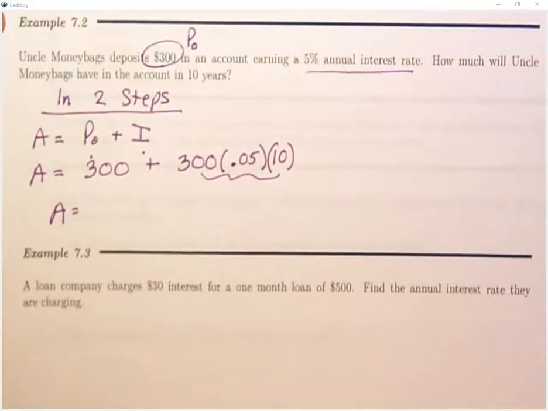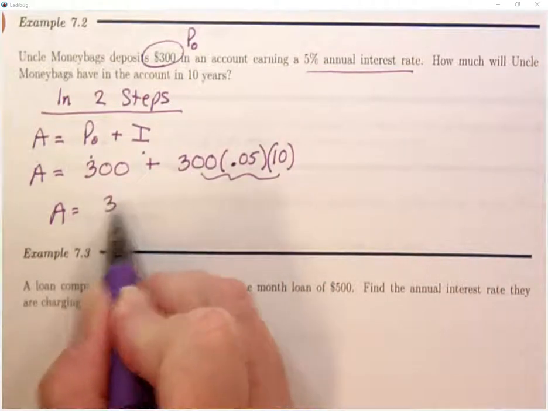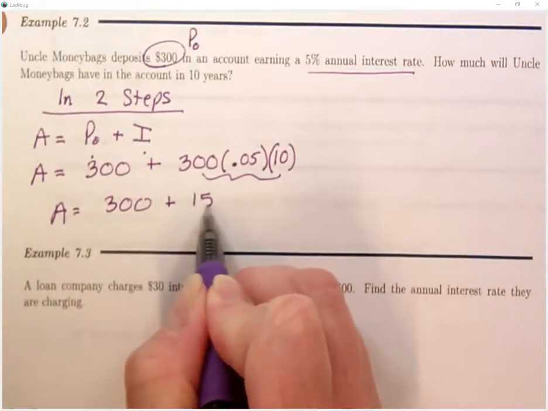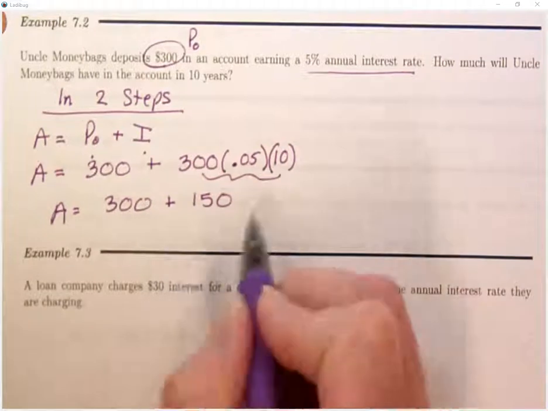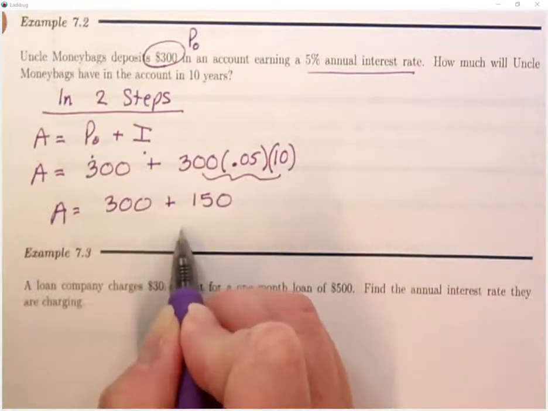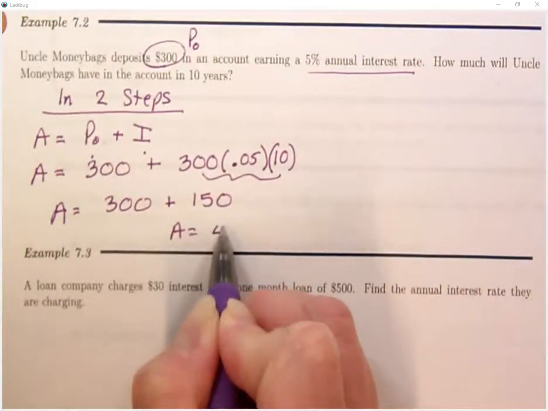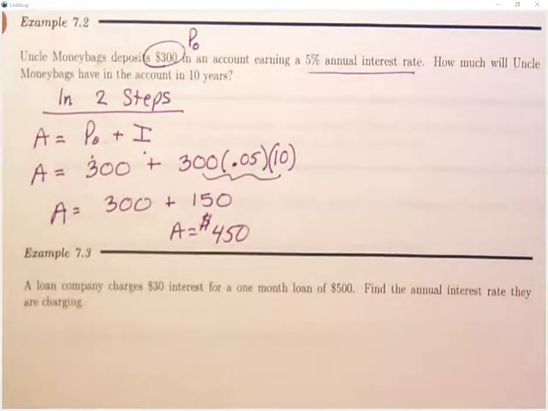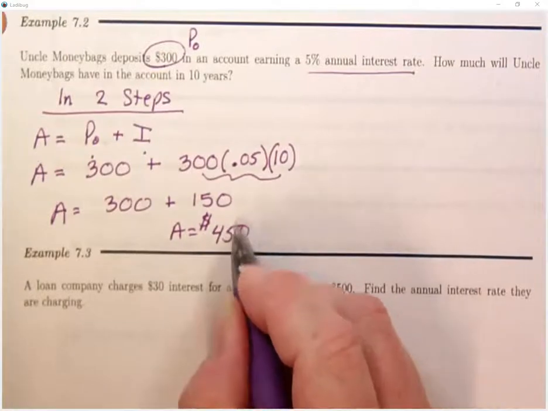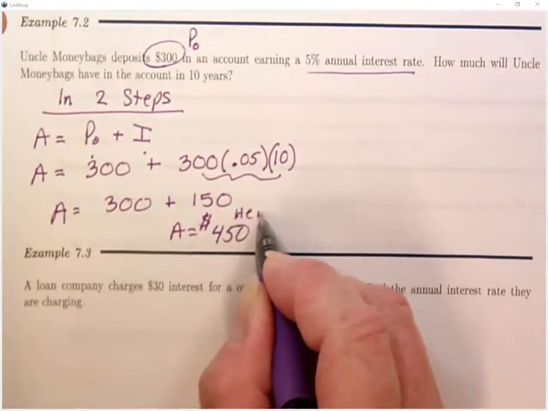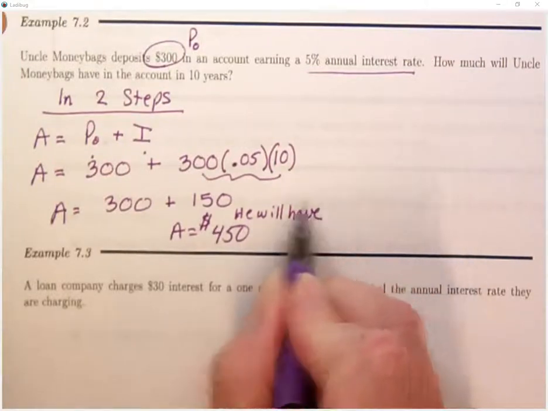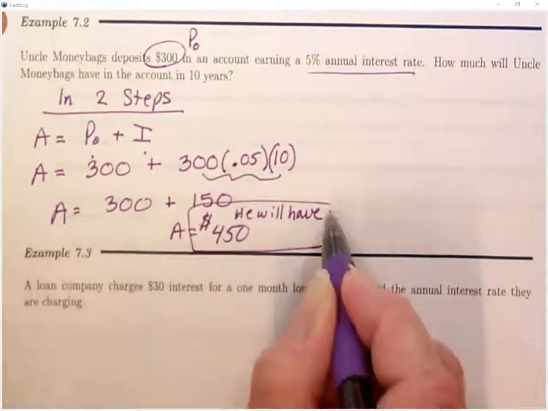That will not work out too well for us. So we have 300 plus all this will come out to be 150. And so in total, the amount is $450. And you do want to write in a sentence $450. You could just say he will have $450, something like that, and just mark your answer clearly.